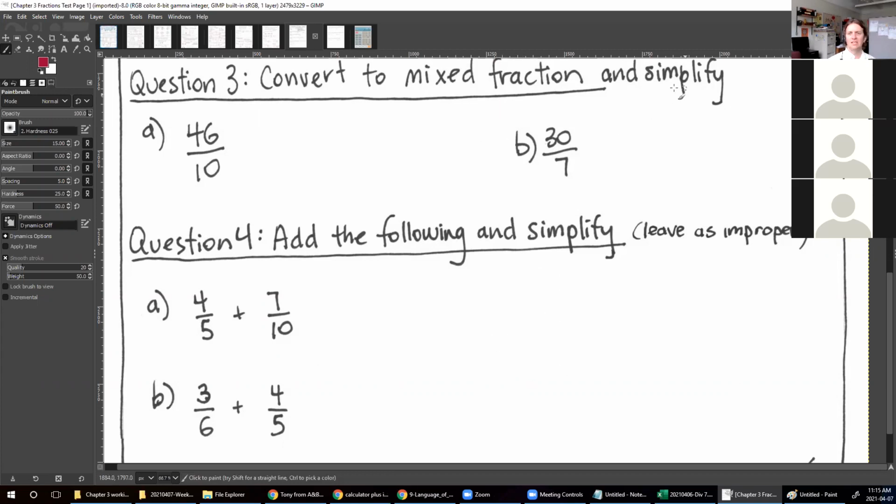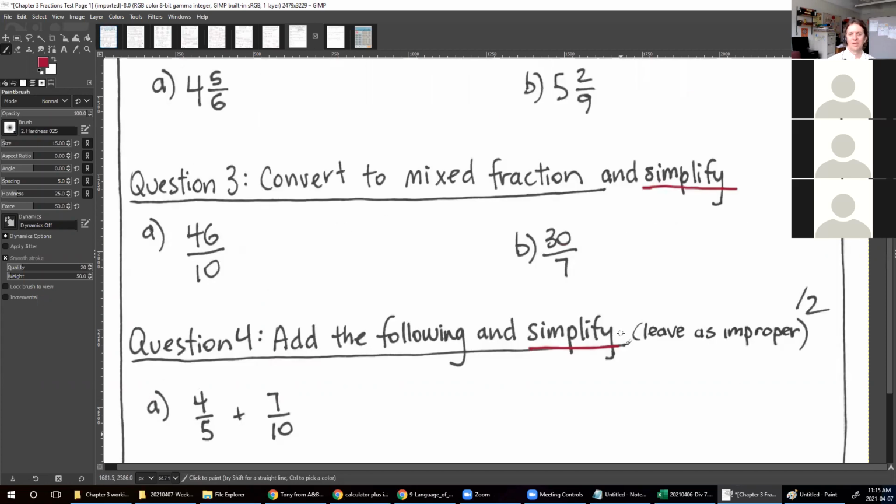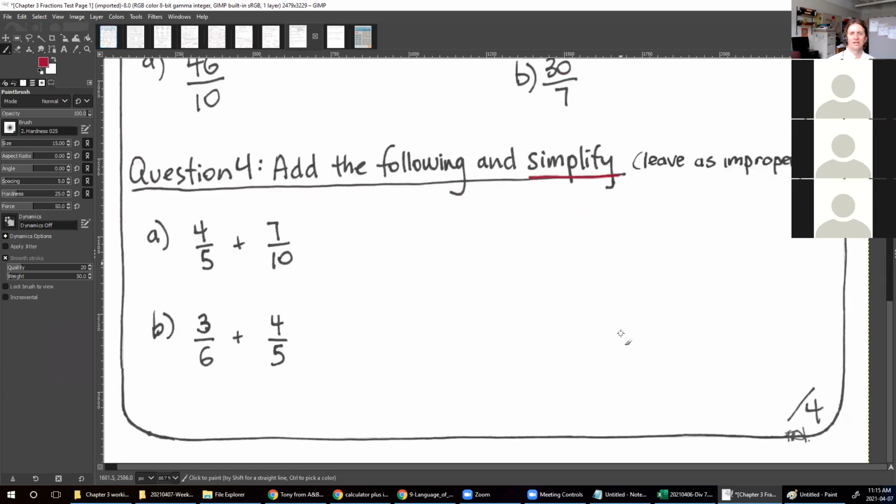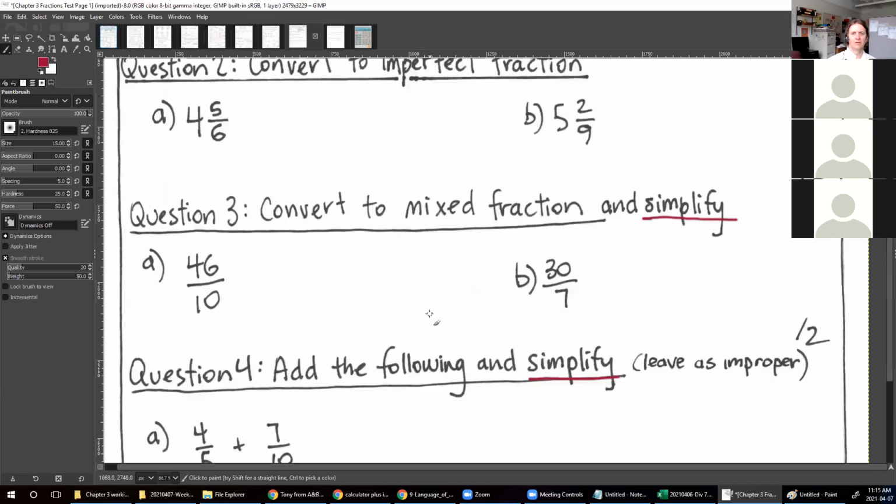You can see some of these say "and simplify." So again, if you don't, I might take a half mark off, or I might have something for you. Depends on how hard it is. And hopefully, if you have a calculator on your computer, or on your device, then it should be able to do that for you.